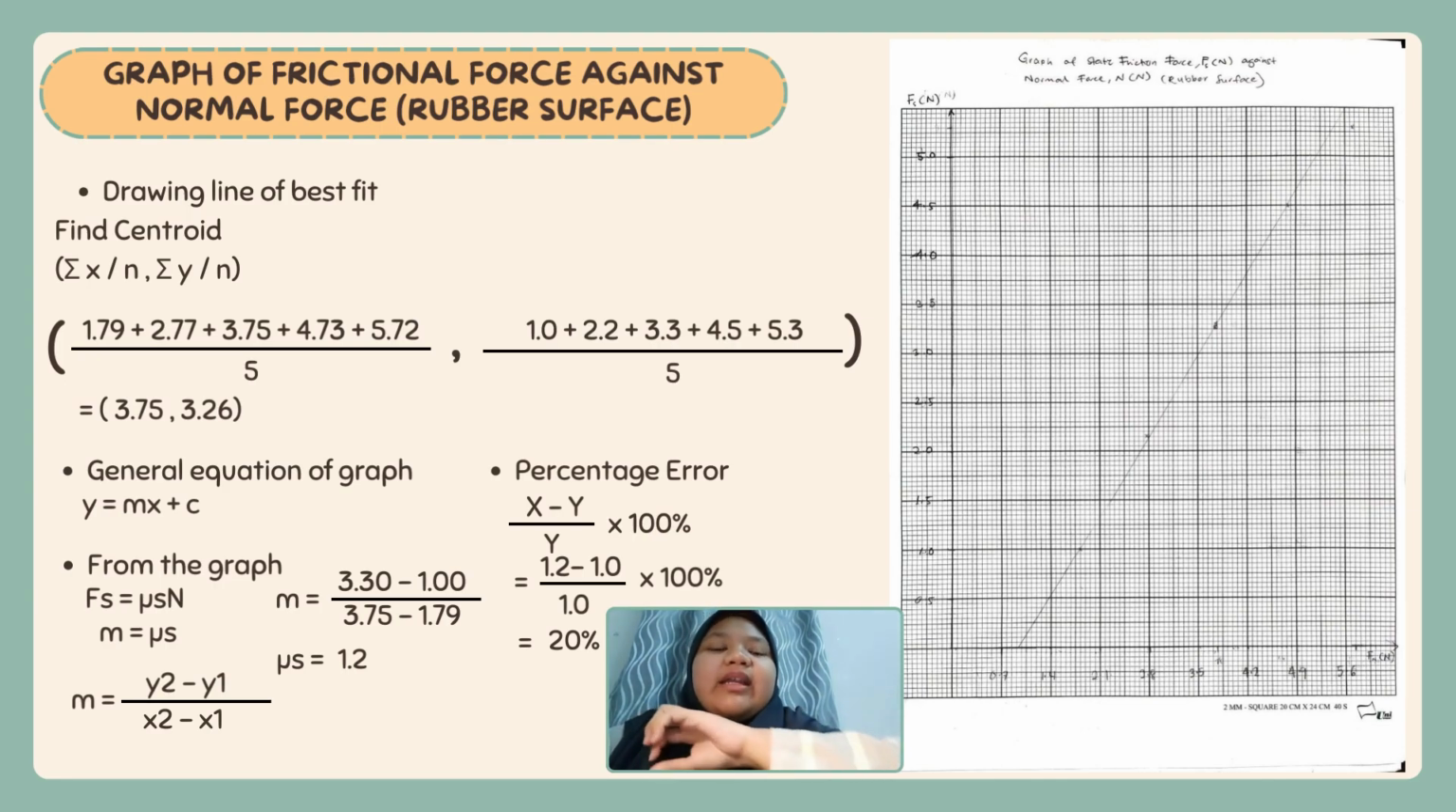and then divide that by the number of data that we have, and then we have to repeat the same thing to find the coordinate on the y-axis. So the sum of the data on the y-axis divided by the number of data on the y-axis. As you can see over here, I have already calculated it, and in the end I got the centroid for the first graph, which is the graph of frictional force against normal force for the rubber surface. The centroid is 3.75, 3.26. So that is the coordinate.